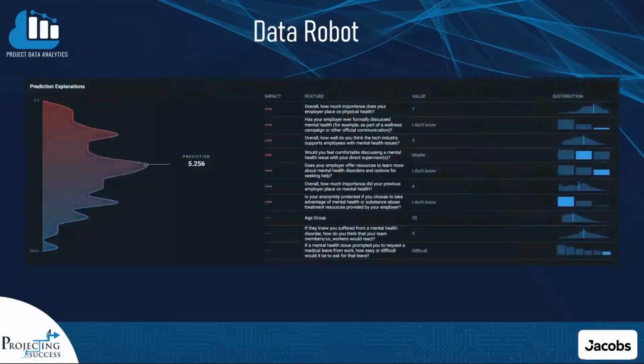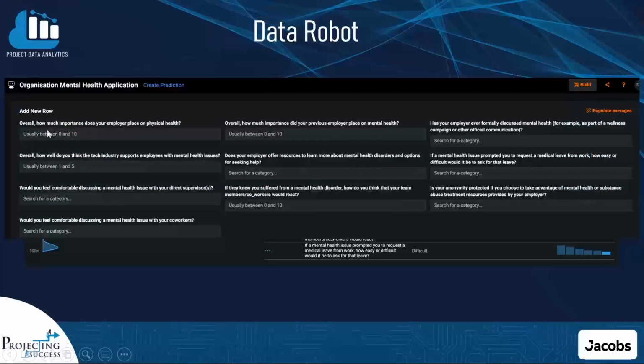Now, what we also did in DataRobot was create a predictive application. And what that means is you can fill out responses for those top 10 questions, and we're going to provide to you a prediction on what we think your organization places on the importance of mental health, which is rather important. So we can fill out these questions here, and then we get the prediction result coming back to us.